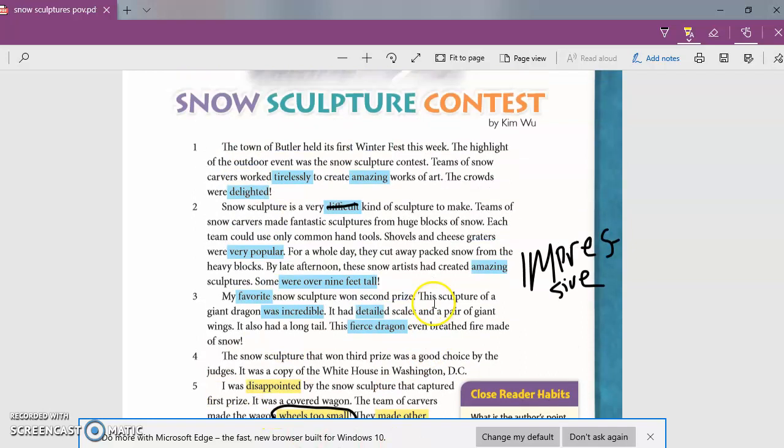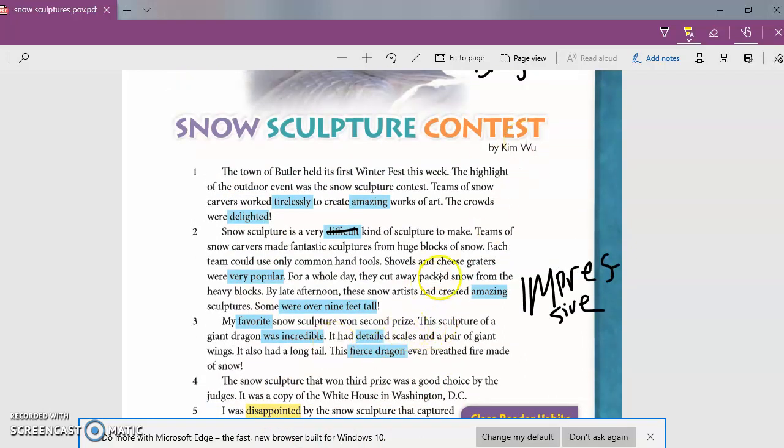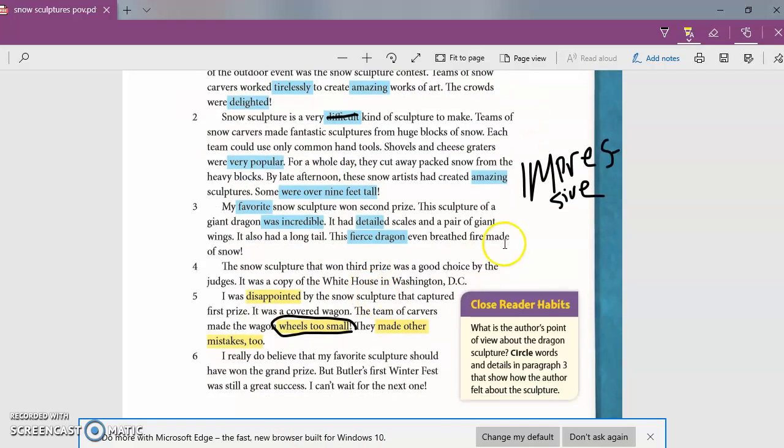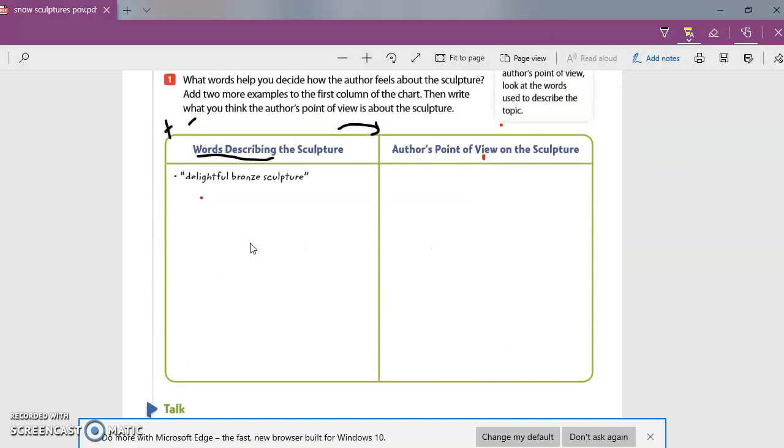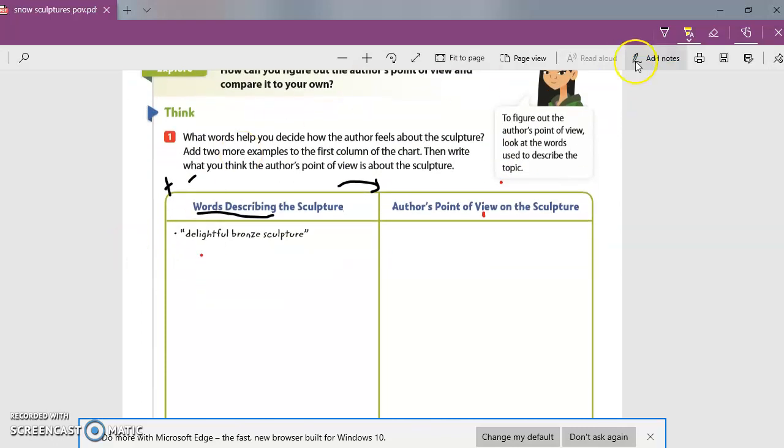So overall, he really liked these snow sculptures. Although his first choice didn't win first prize, he overall thought this was a really amazing type of art. So let's go back up to our T-chart, and this is something that you can make while you're reading your story as well. So I am not going to try and write all of these words, but you can as you're doing it on a separate sheet of paper, but it's really hard to do it on the computer.